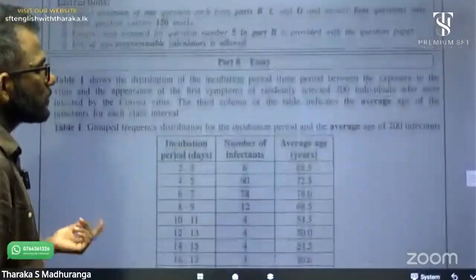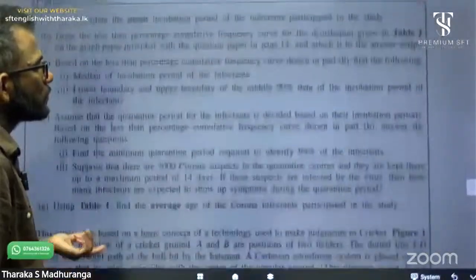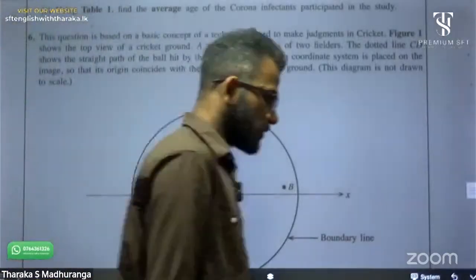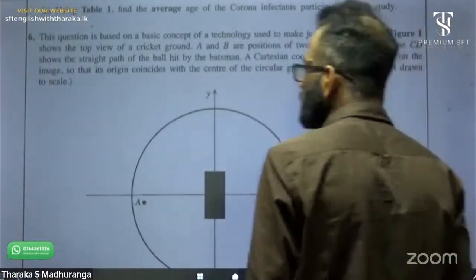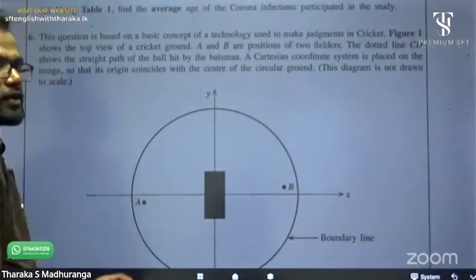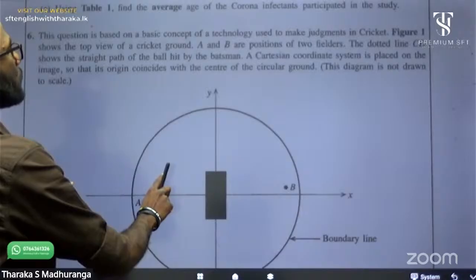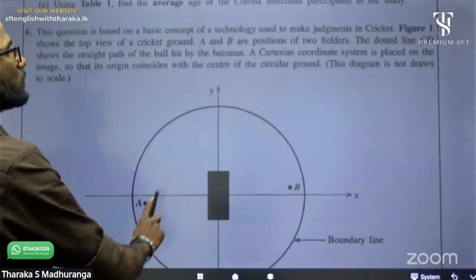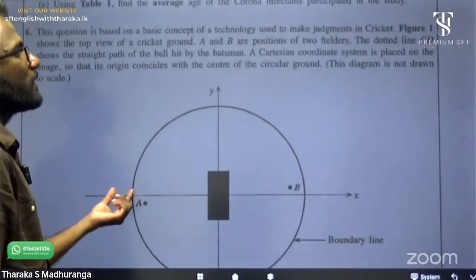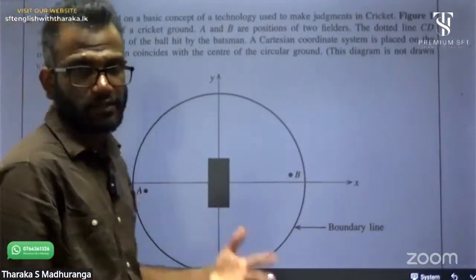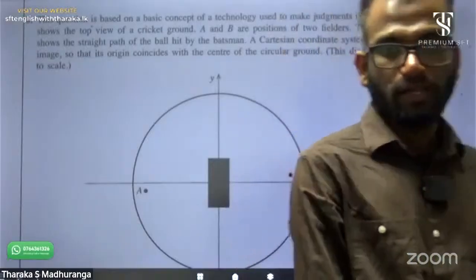Go to the essay questions, page number 8, essay question number 6. Okay. Please carefully read this question. This question is based on the basic concept of technology used to make judgments in cricket.